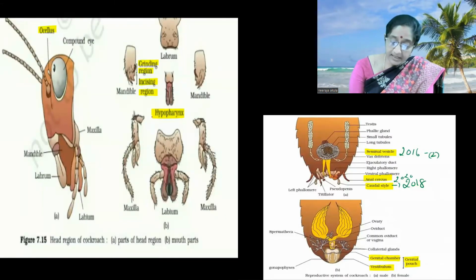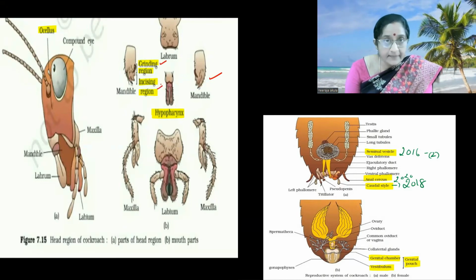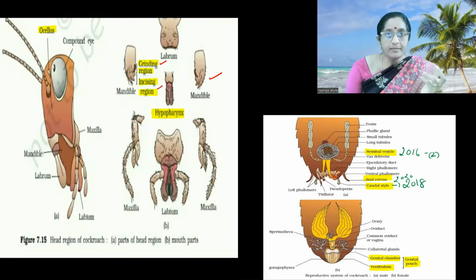This is the mouth parts related to hypopharynx, which is encircled by the mouth parts. And one more point I want to add here. The mandible is associated with the grinding region and incision region. Chances are there for us to get diagram based questions.